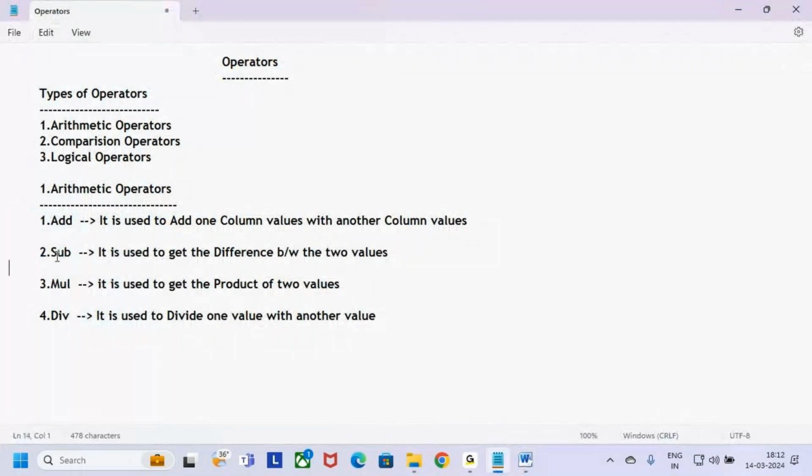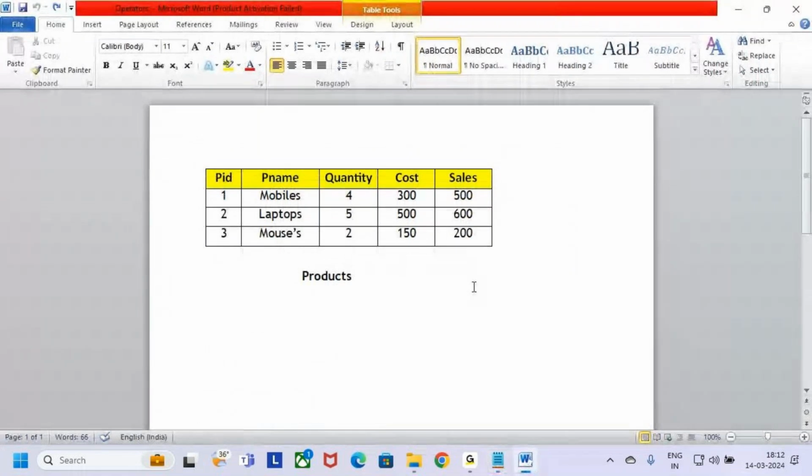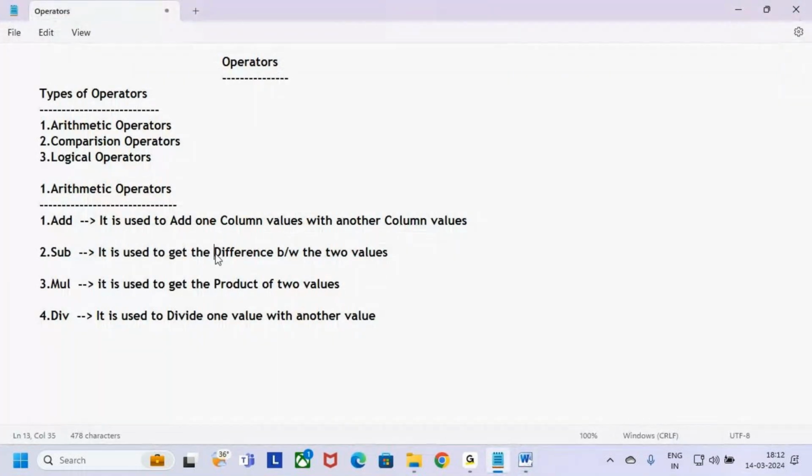And next one is the subtraction operator, guys. Now when do we use the subtraction operator? I said that it is used to get the difference between the two values. The subtraction operator is used to get the difference between the two values.